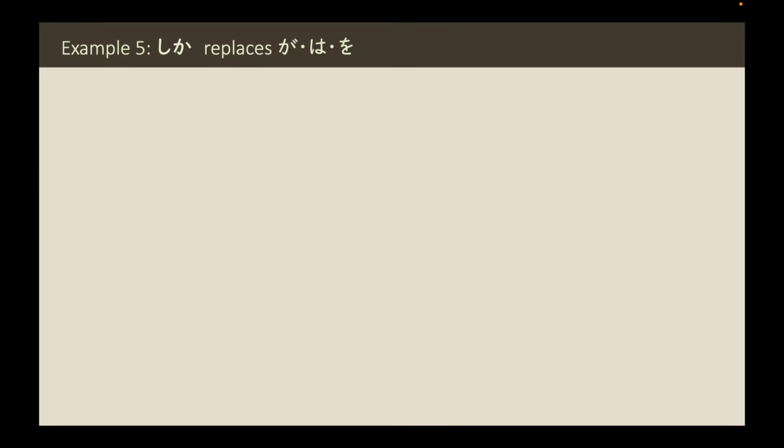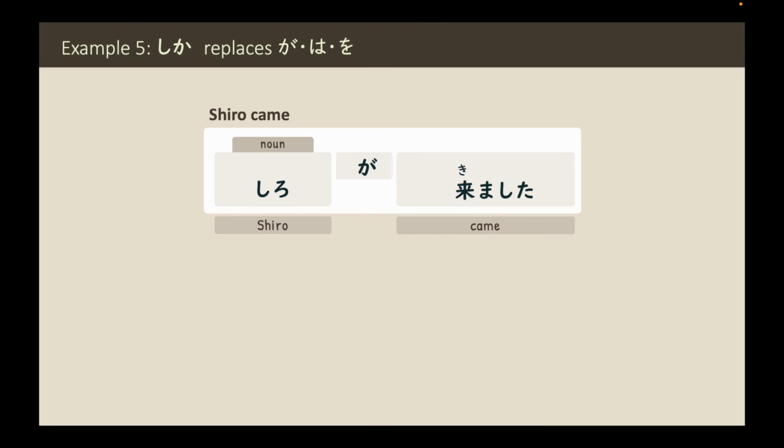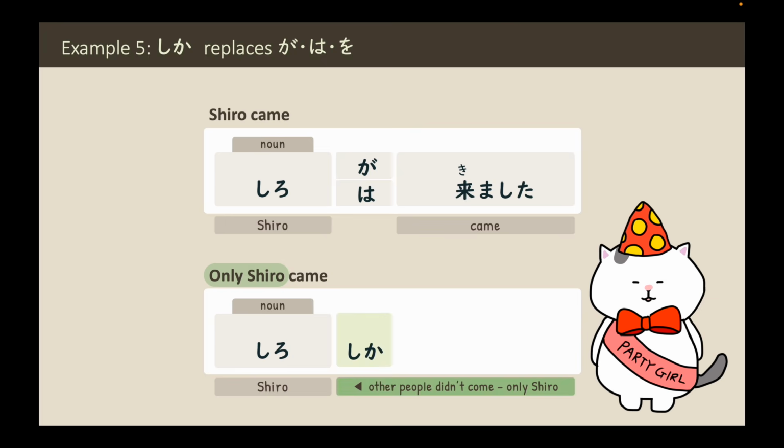Let's say someone asks, who came to the party? And you want to say, Shiro came. Shiroが来ました. Or, Shiroは来ました. But if you expected more people, you would say, only Shiro came. Shiroしか来ませんでした。Here, notice that shika replaces both ga and wa.